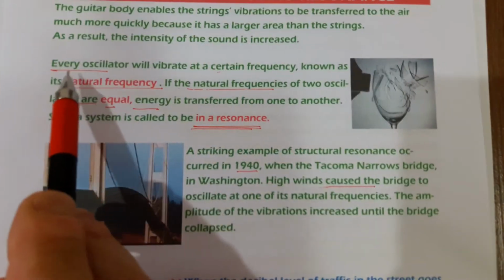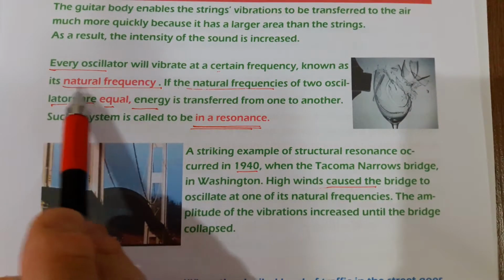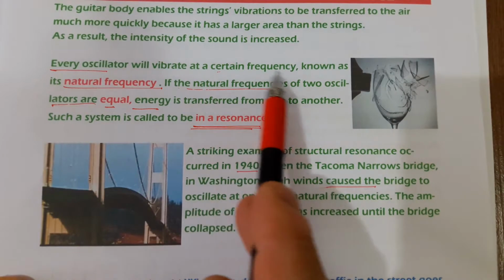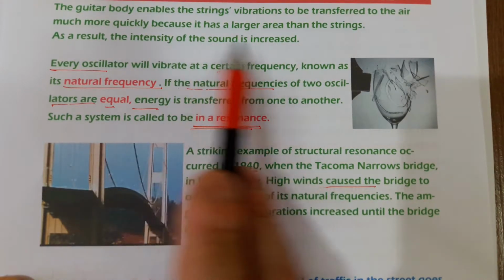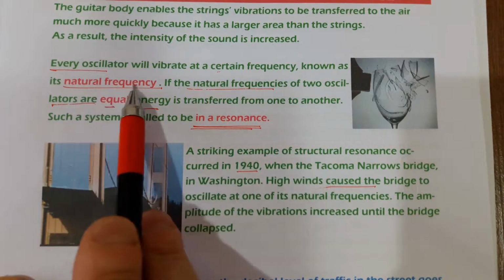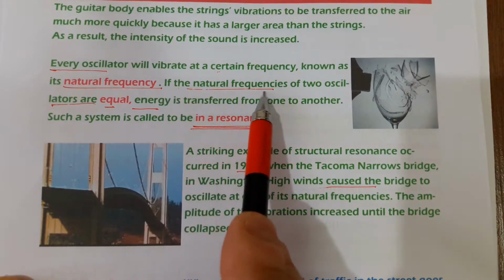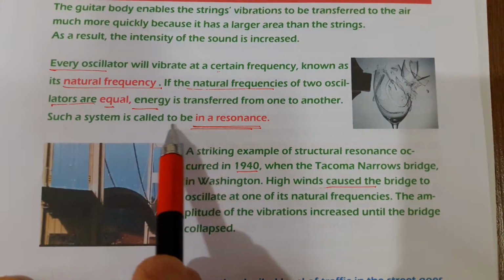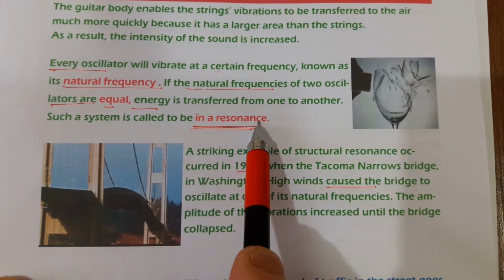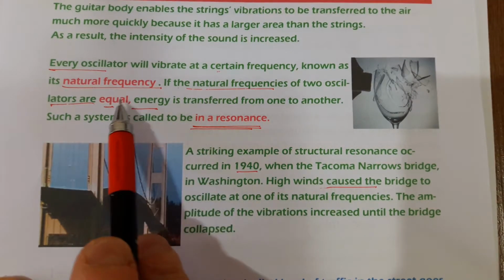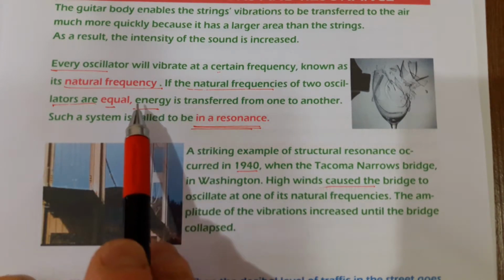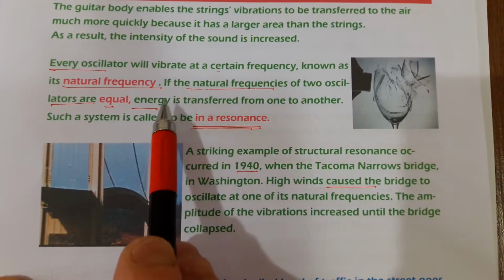Another kind of forced vibration is resonance. Every oscillator will vibrate at a certain frequency. Everything is vibrating with a certain frequency known as its natural frequency. If the natural frequencies of two oscillators or two oscillating systems are equal, we say that these systems are in resonance. Why is it so important? Because in such a system, energy can be transferred from one of them to the other.